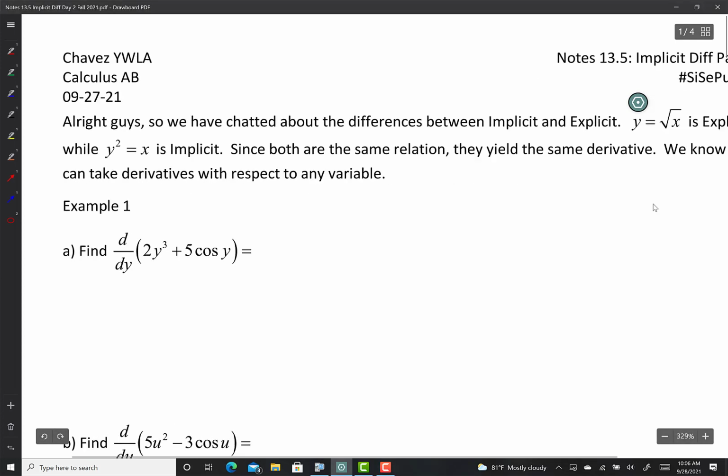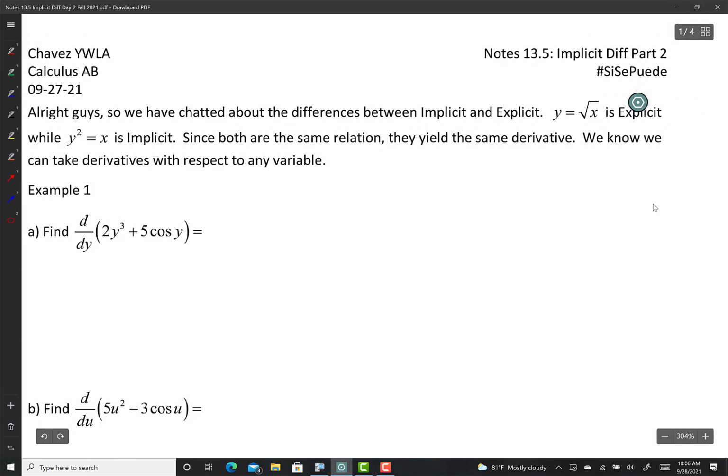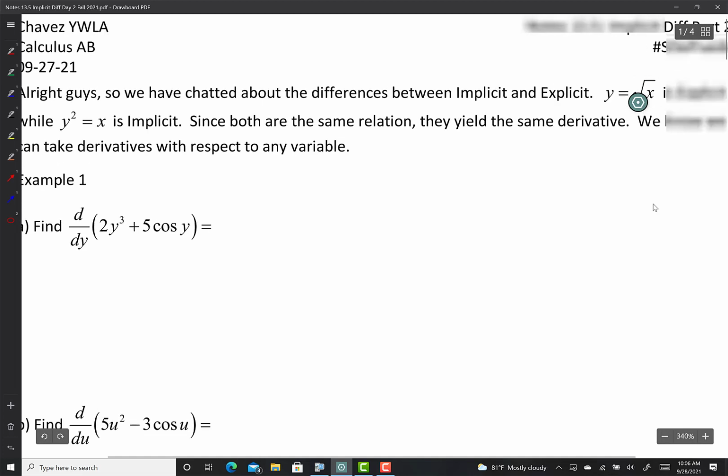So this is Notes 13.5 because we're not officially going to a new topic just yet. That's why I put Implicit Diff Part 2. We just need more experience with it. Yesterday all we did was take derivatives with respect to x. I wanted to show you that you don't have to take derivatives with respect to x. It could be with respect to anything. Cool? And I haven't put any delta yet.